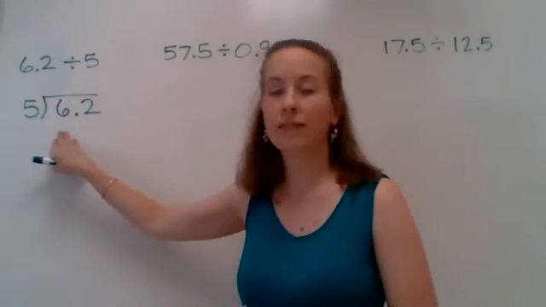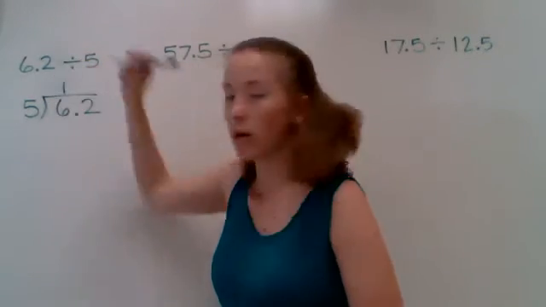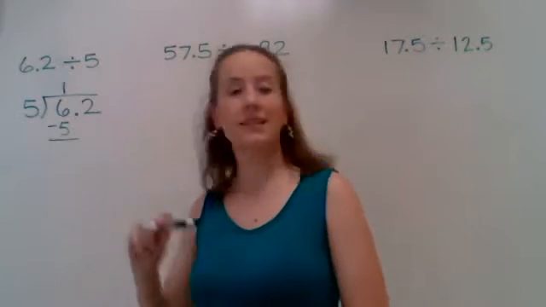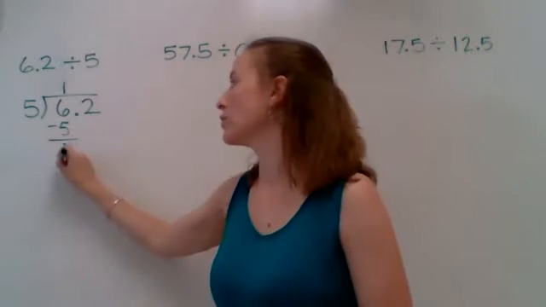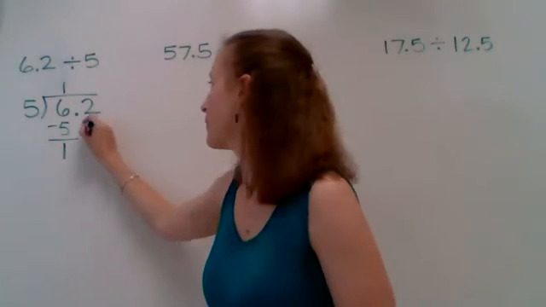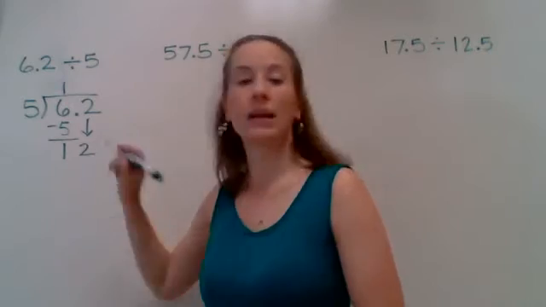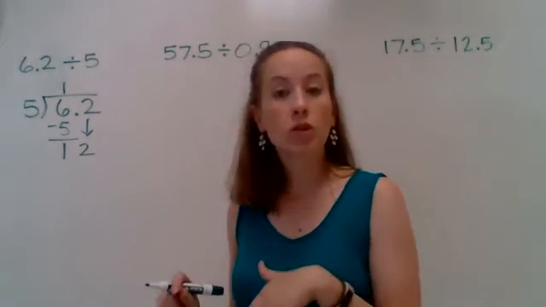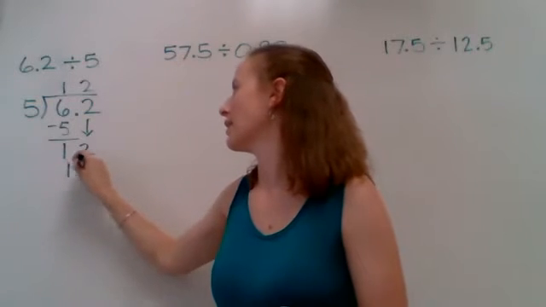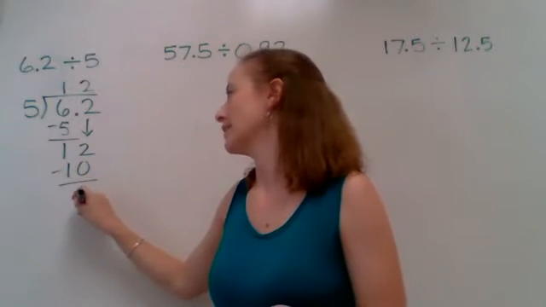So how many times does 5 go into 6? The answer is 1. 5 times 1 is 5. And 6 minus 5 is a leftover or remainder of 1. Since I have more digits, I'm going to keep going. I'm going to bring down my 2. 5 goes into 12 twice. I'm going to put my 2 up top. 5 times 2 is 10. And 12 minus 10 is 2.